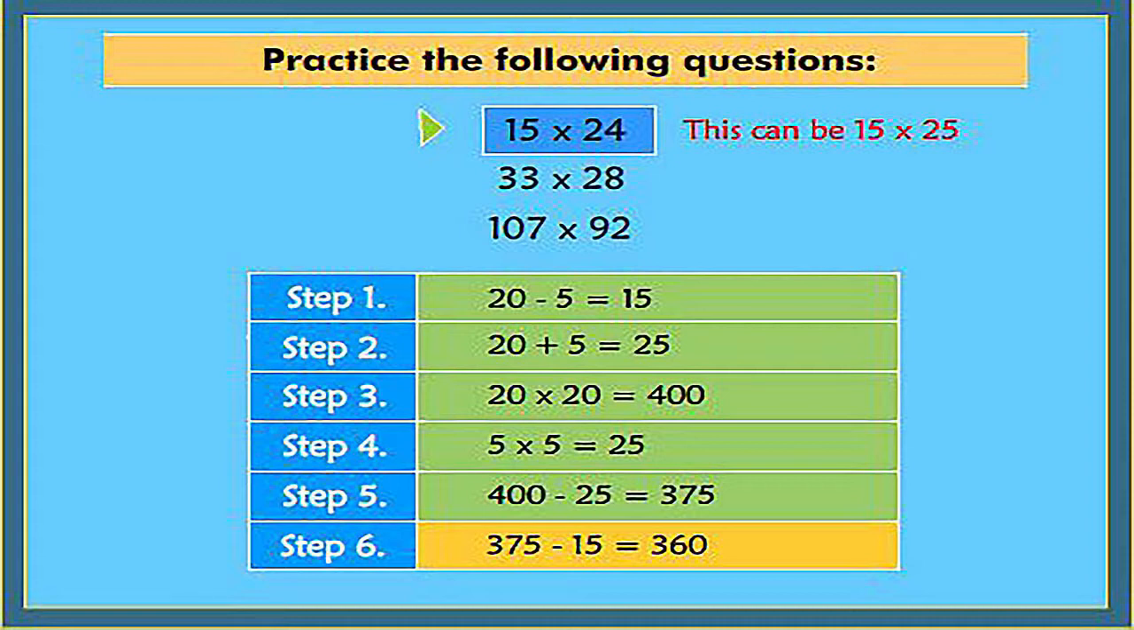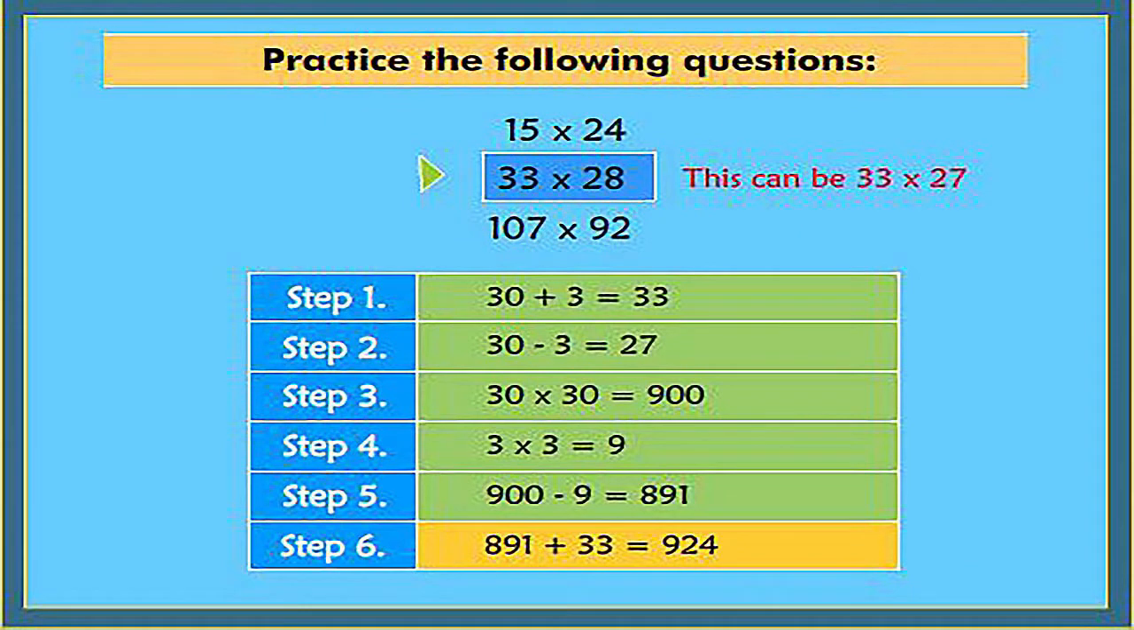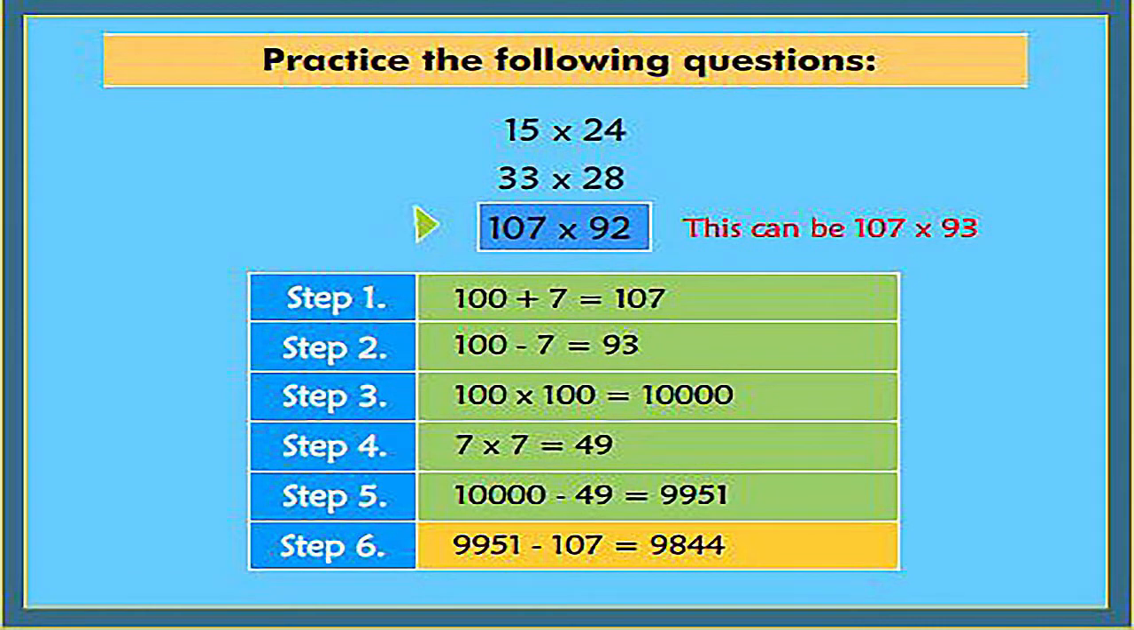It's easy so far? 33 times 28 can be calculated as 33 times 27 and add the compensation of 33 later. 33 times 27 equals 900 minus 9 equals 891. 891 plus 33 is 924. Last example. 107 times 93 by subtracting 107 at the end.